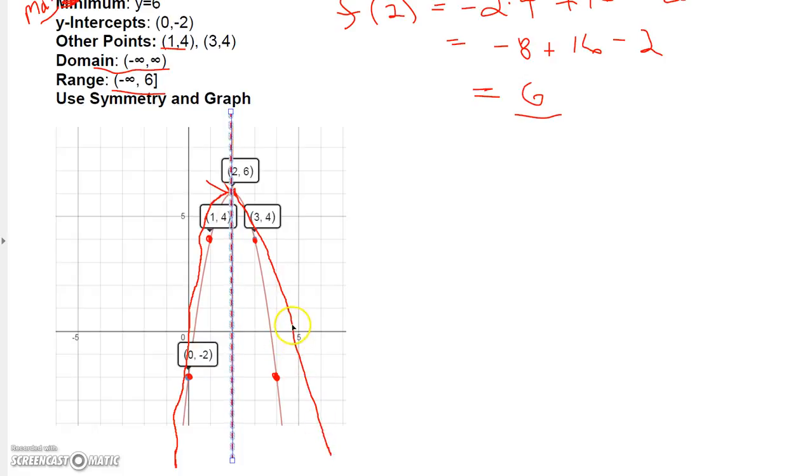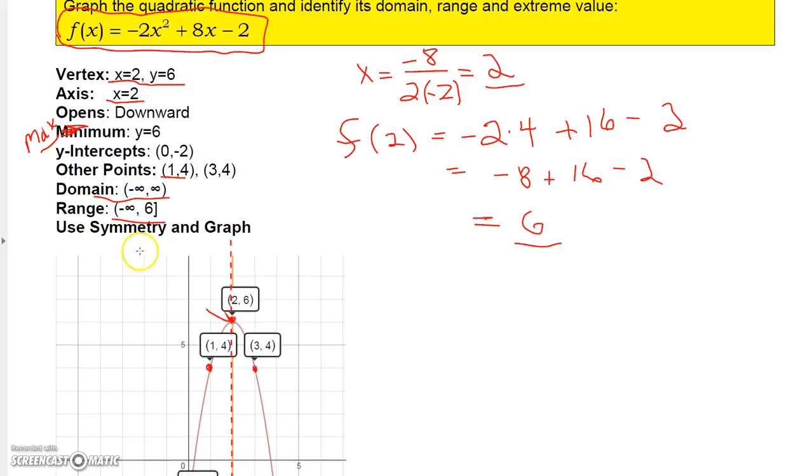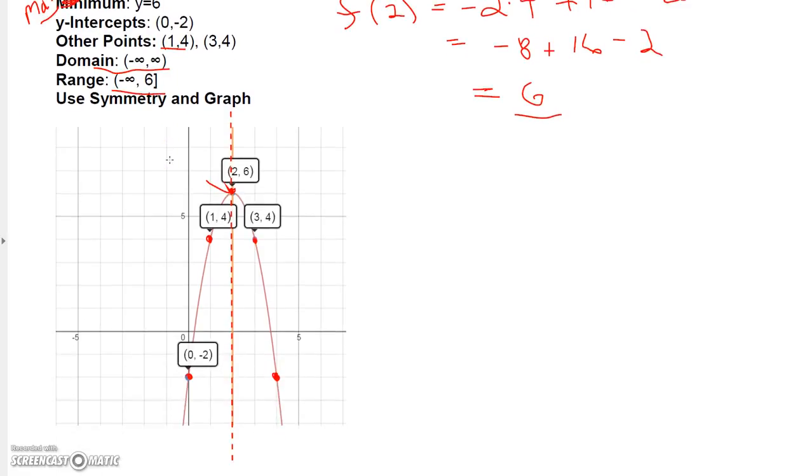But anyway, that's how you can graph this function without using technology: basically get the vertex, get the axis, make sure you know which way it opens, get your y-intercept, plot some other points if you have to, and then just start connecting the dots. You know the general shape of the quadratic function, and then all you have to do is draw it. So that's the end of section 2.6 on quadratic functions.